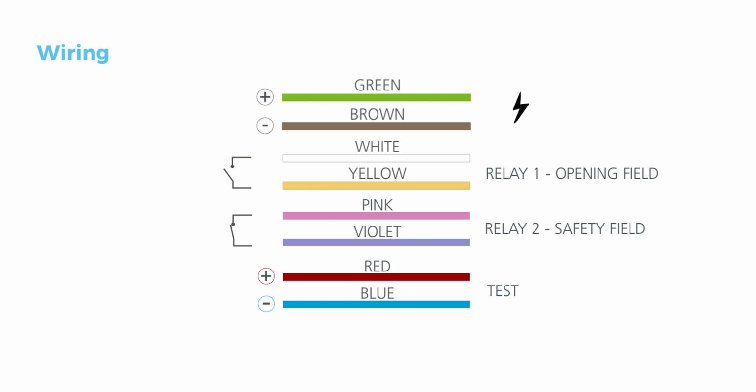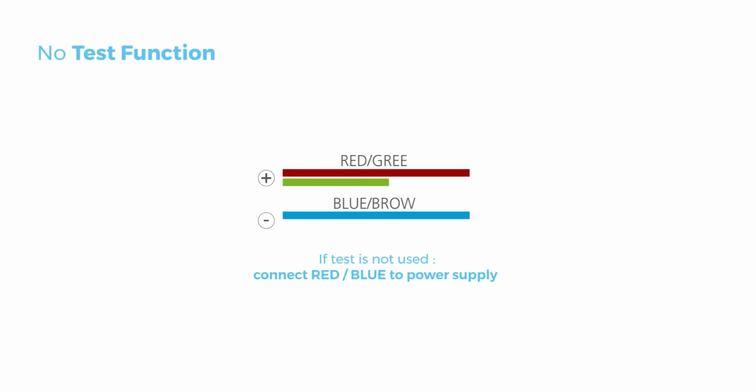Connect red and blue to the test output. Also here, respect the polarity. When your barrier has no test function, connect red-green and blue-brown to the power supply.